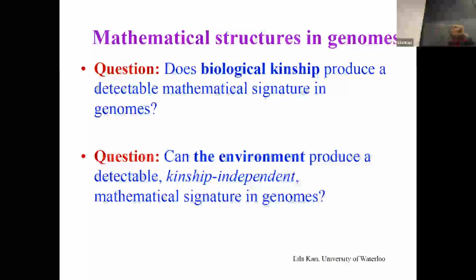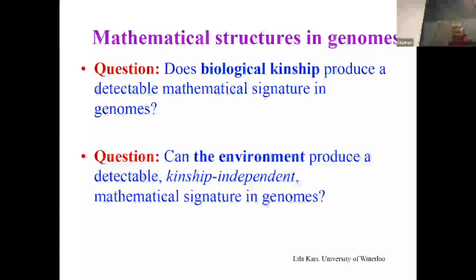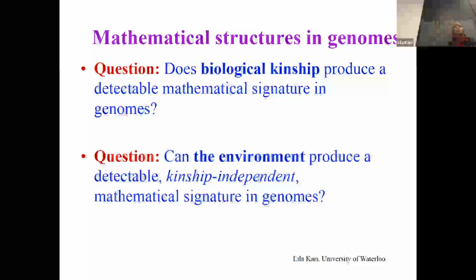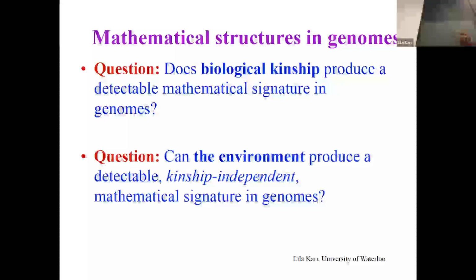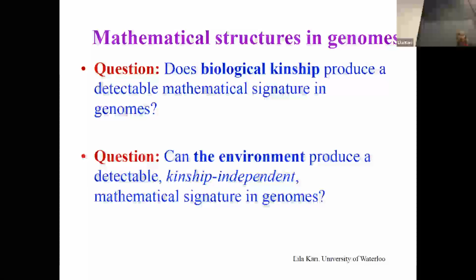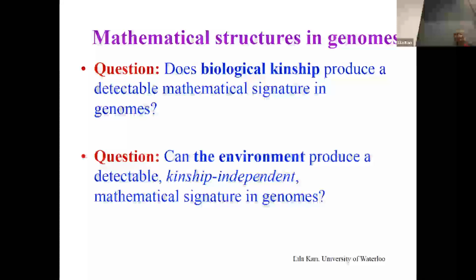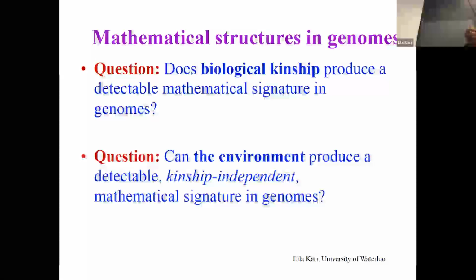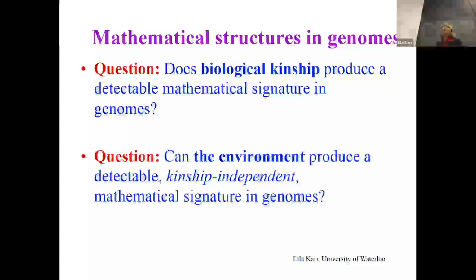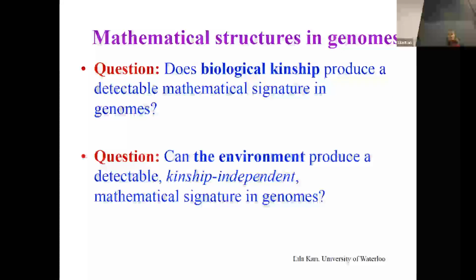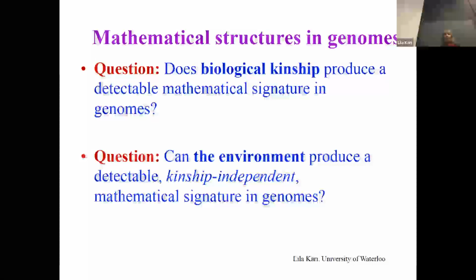Today I'm going to try to answer two different questions. The first question: does biological kinship produce a detectable mathematical signature in a genome? And the second question, which is the highlight of today's talk, is whether the environment can produce a detectable kinship-independent mathematical signature in genomes. So the first question, does biological relatedness produce a detectable mathematical signature in genomes, falls under the big field of taxonomy.